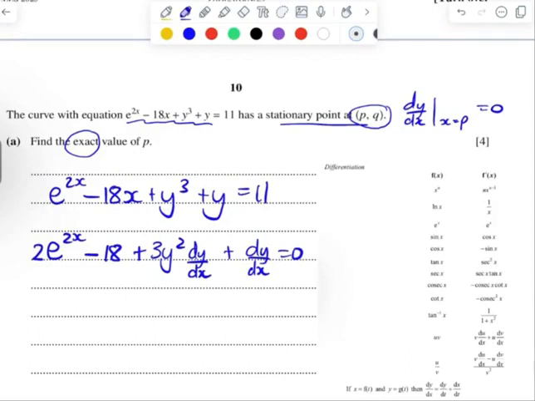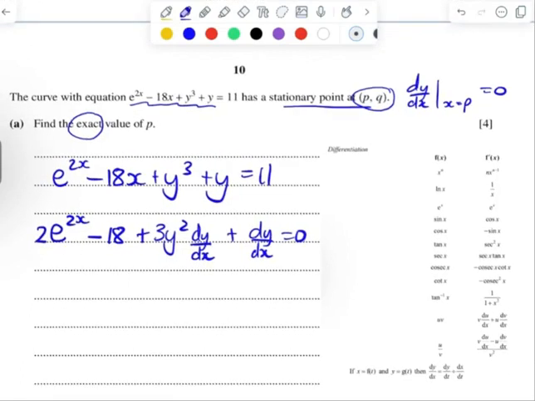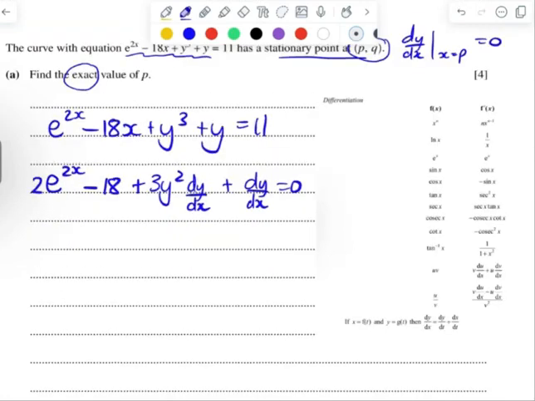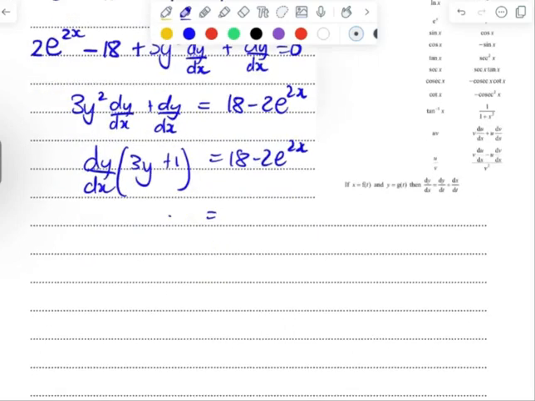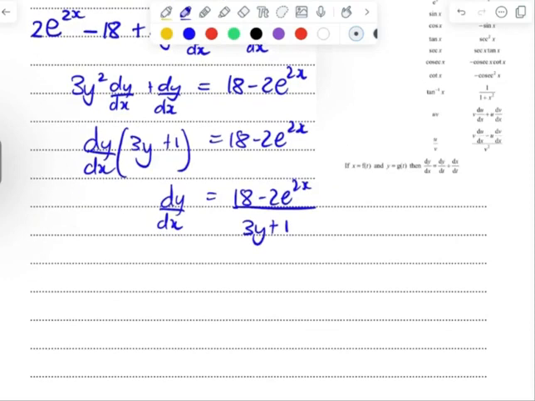Okay, wait, let's just see our derivative. We know that our derivative is going to equal 0. Let's just first work out what our derivative equation is, that's going to be the easiest. So all my terms that have a dy/dx, I'm going to keep on the one side, and I'm going to take all my other terms to the other side. I'm going to take out a dy/dx, and I'm going to be left with dy/dx is 18 minus 2e to the 2x over 3y squared plus 1. Okay, so here I have my derivative.